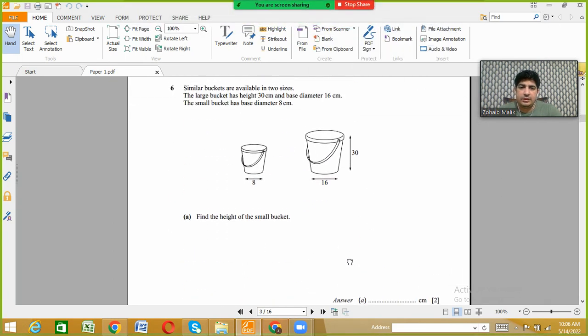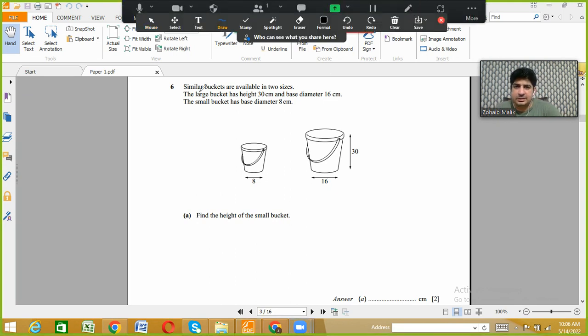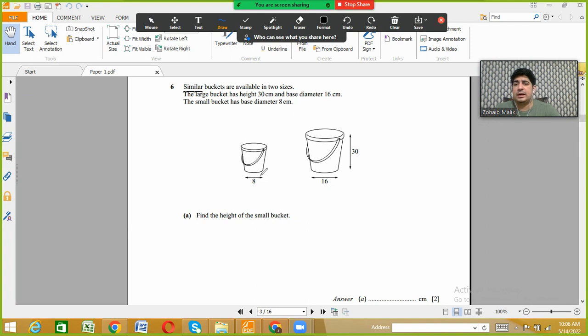So now here we are, question number 6. Similar buckets are available in two sizes. The large bucket has height 30 centimeter and base diameter 16. The small bucket has base diameter 8 centimeter. Because they have said in the question these are similar buckets, we know that the ratio between the sides would be the same. If we take the heights, their ratio will be the same, and if we take the bases, because of the similarity, their ratio will be the same. So now we have to find the height of the small bucket.